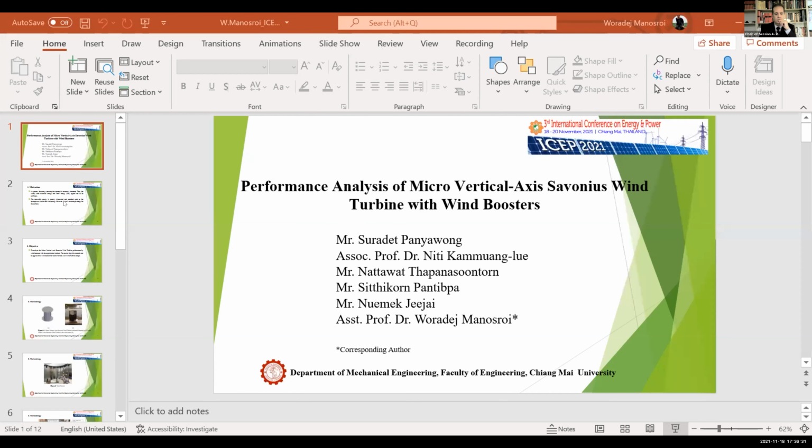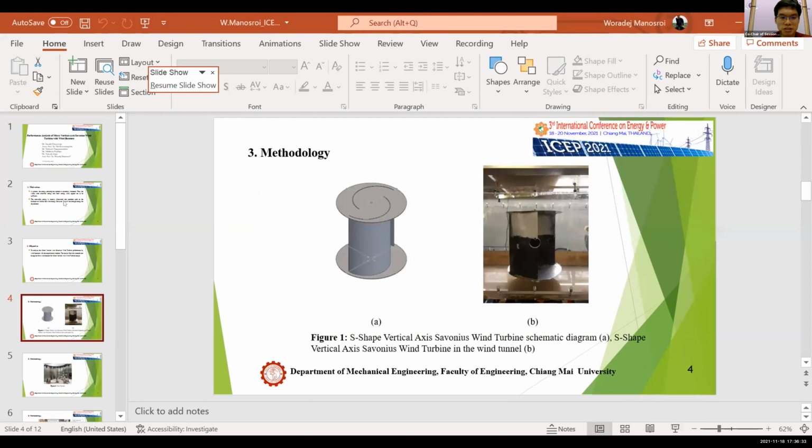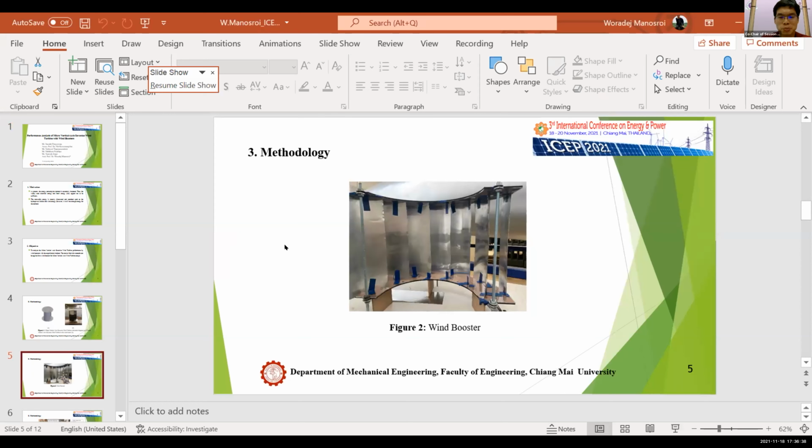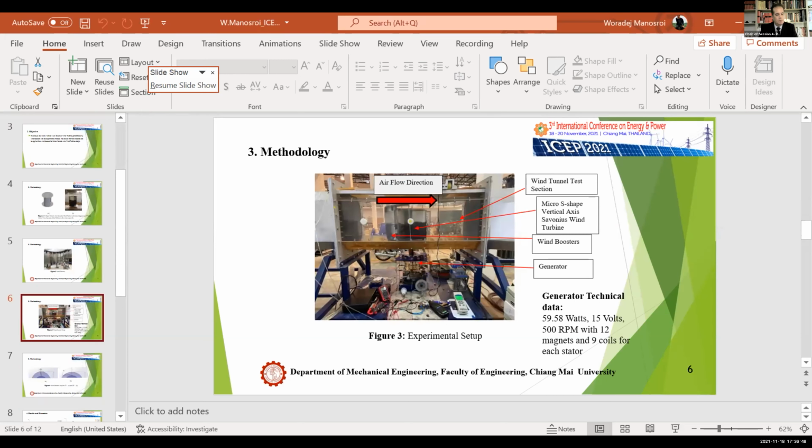Can we share it again? Yes, please go ahead. You mean this one? Yes. This is we just put only half of it because the wind tunnel is quite small. We have no space anymore to put another circular one like this. My point was, go ahead to slide 7.